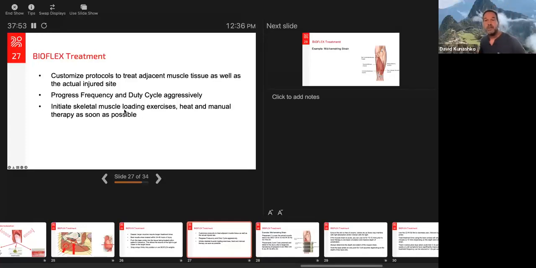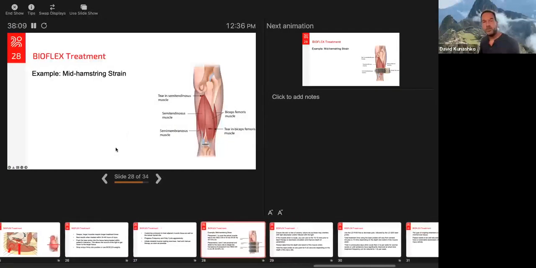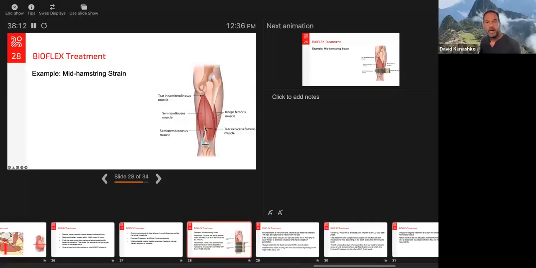You can progress and increase frequency and duty cycle fairly aggressively with muscle injuries. And as I mentioned earlier, you'll want to initiate skeletal muscle loading exercises, eventually heat and manual therapy as soon as possible. So here's an example. I don't know if you can see it or not, but on the mid, maybe slightly mid-distal area of the hamstring is a tear in the biceps femoris muscle.